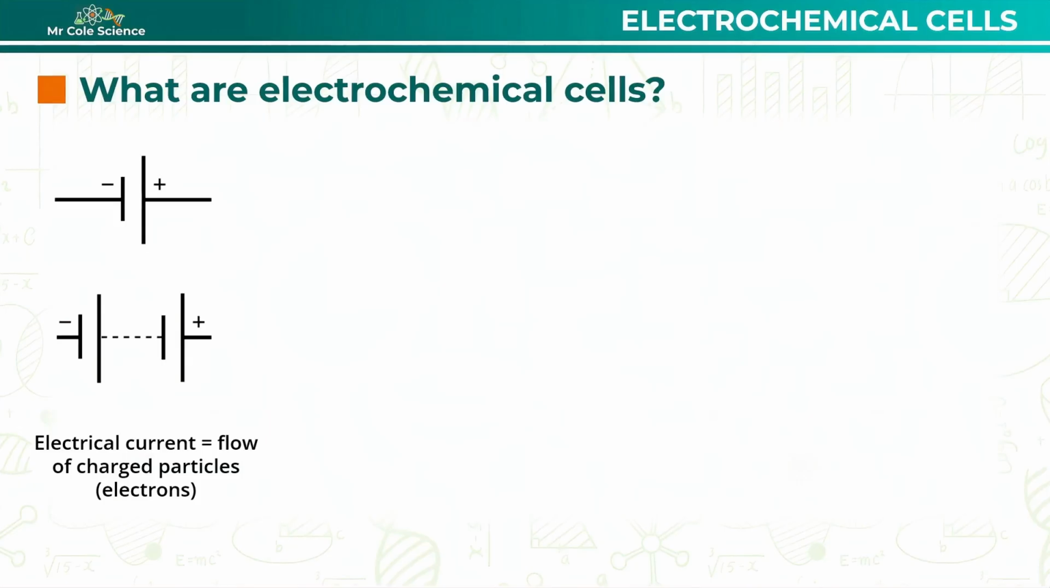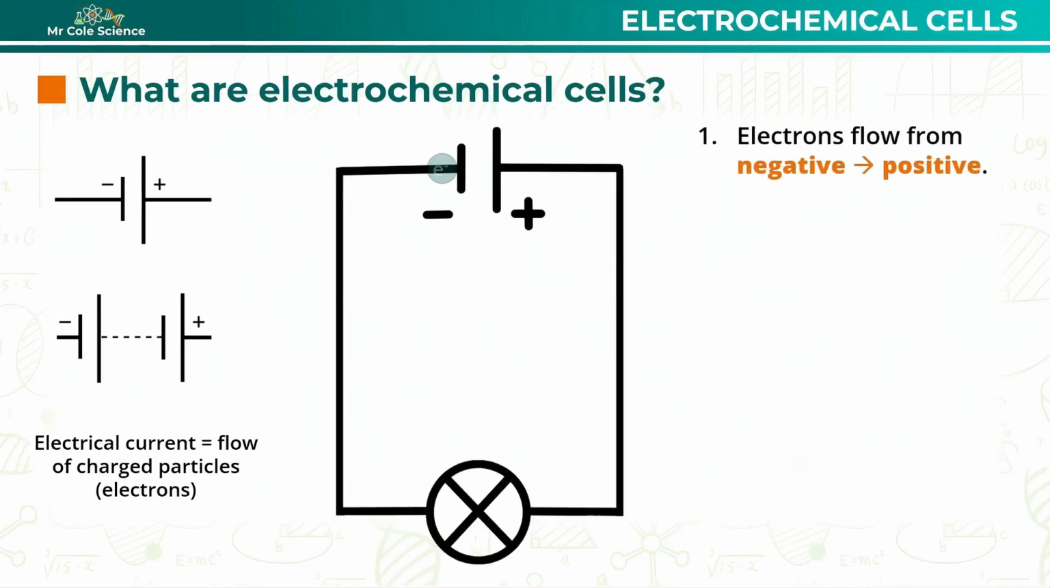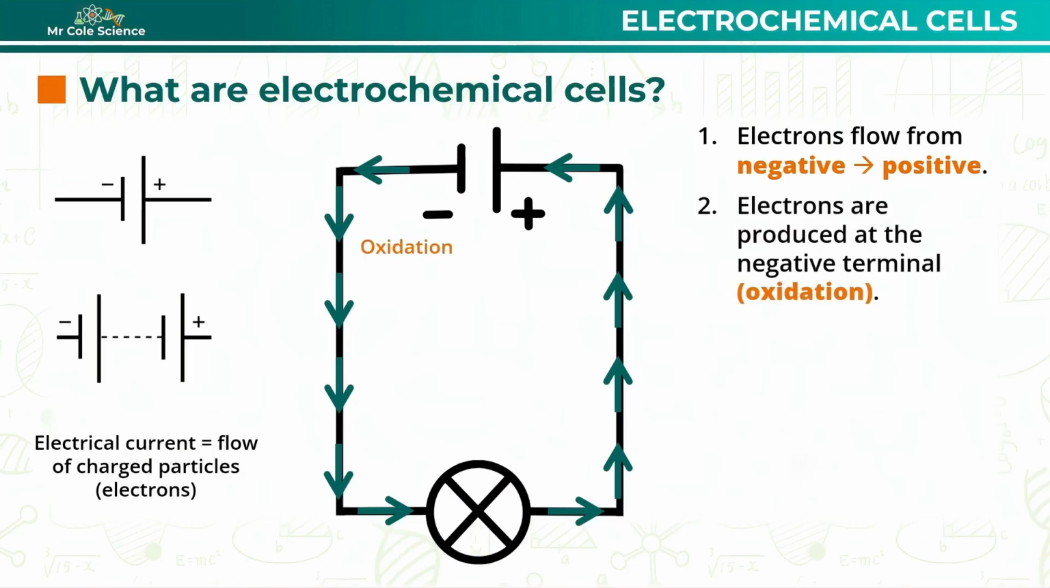Now, when you place cells or batteries into a circuit, those electrons will flow from the negative terminal round through the circuit to the positive terminal. And those electrons are being generated or produced by a chemical reaction that takes place at the negative terminal. And because that reaction is causing a species or a substance to lose electrons, it's an oxidation reaction. Okay, so think about OIL RIG. Oxidation is loss of electrons, reduction is gain of electrons.